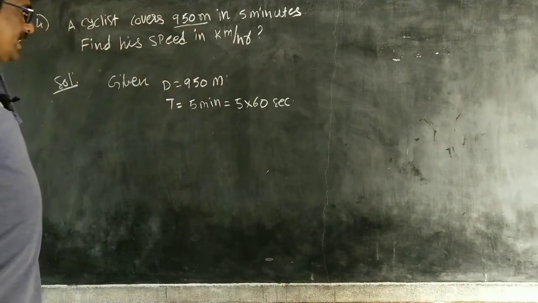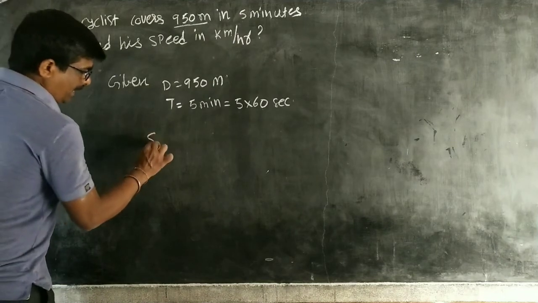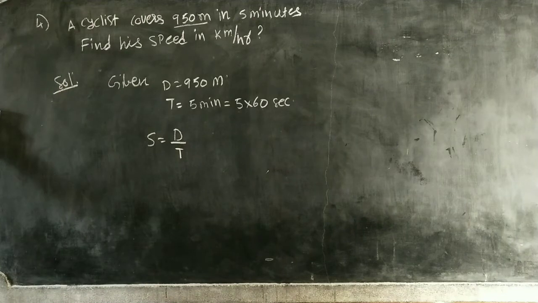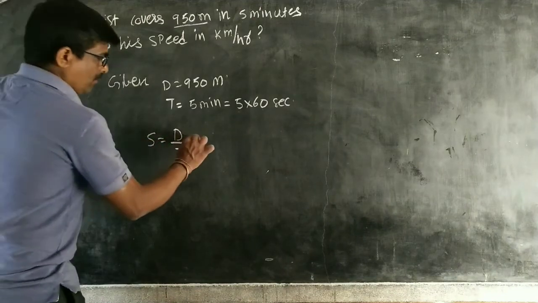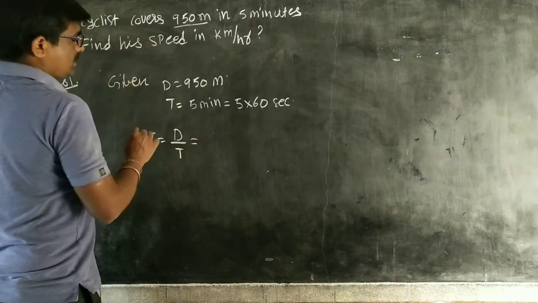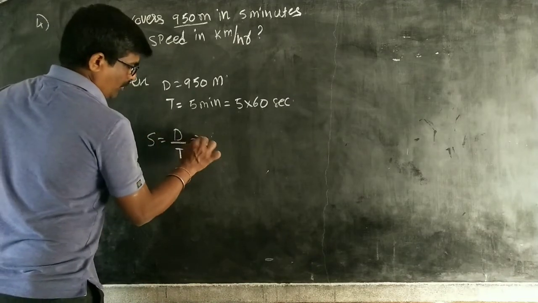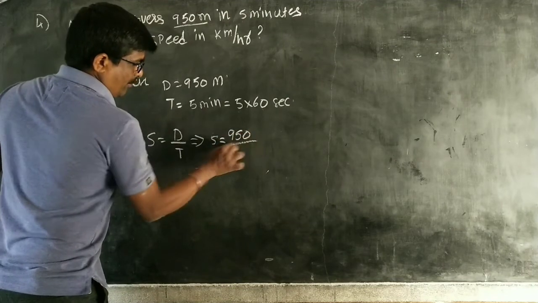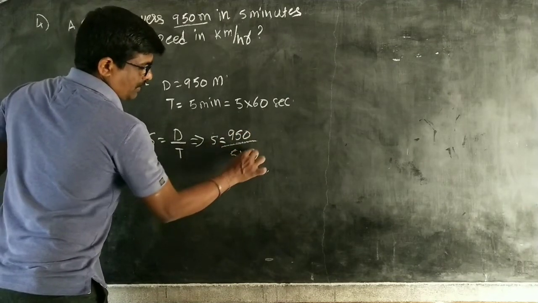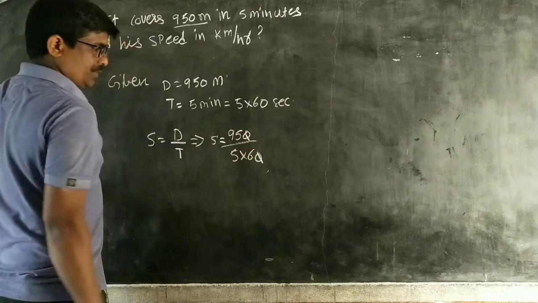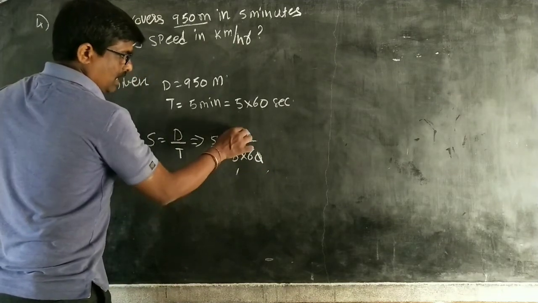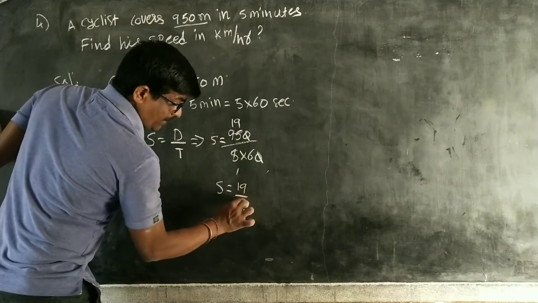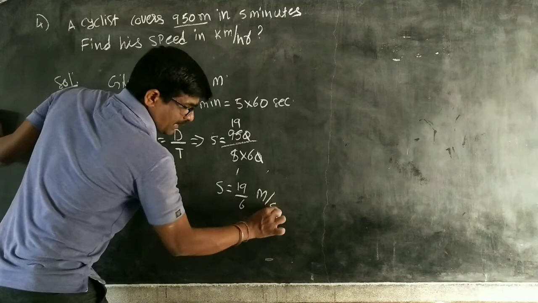Next, what is the principle? Speed is equal to distance by time. I am going to find speed only. Distance is 950, but time is 5 into 60, that is 300. Cancelling, 5 nines are 95, 19 by 6. Therefore speed is equal to 19 by 6 meters per second.